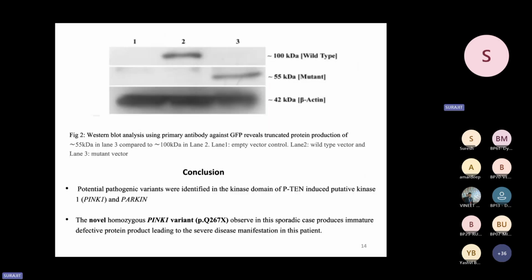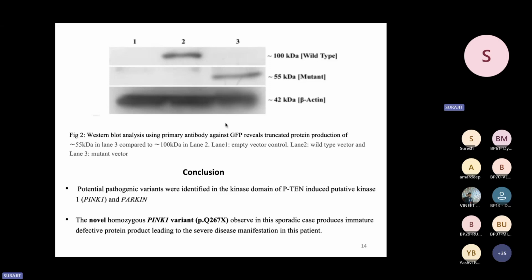So after Western blot analysis, this is the result. This 42 kilodalton band is beta actin, a housekeeping gene, and another is the mutant. Another is the wild type, which is a 100 kilodalton protein. We found that as a nonsense variant within that gene, it forms a truncated protein of 55 kilodalton, which is easily seen in this Western blot analysis.